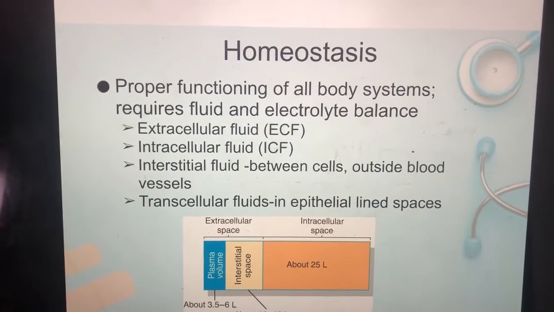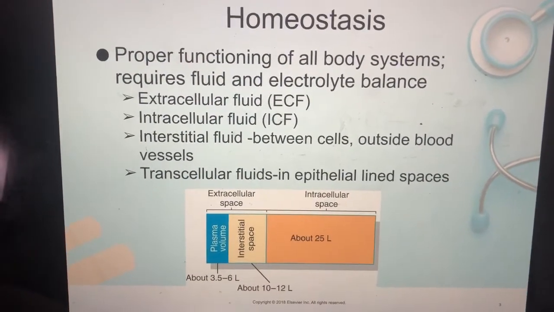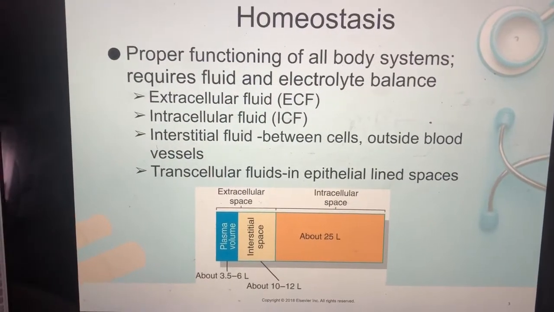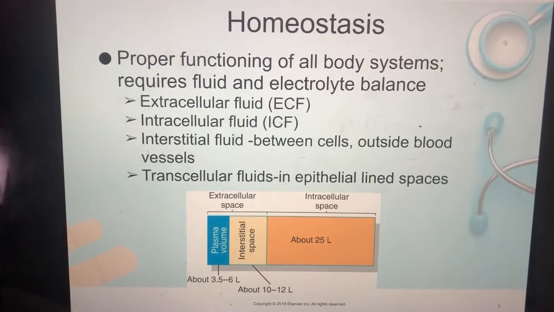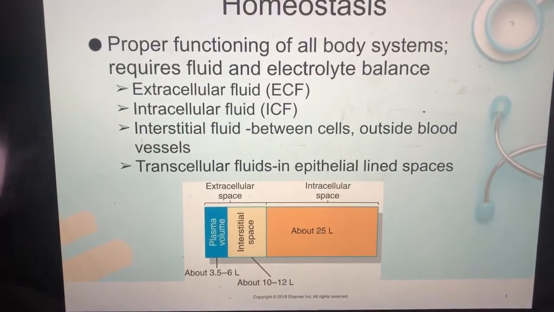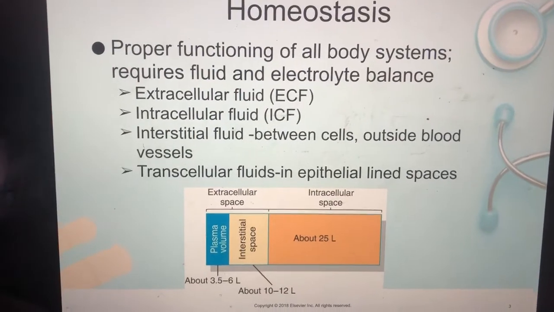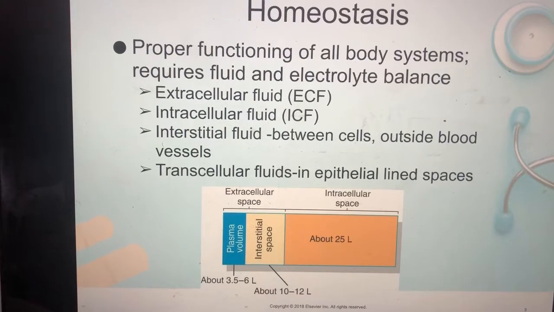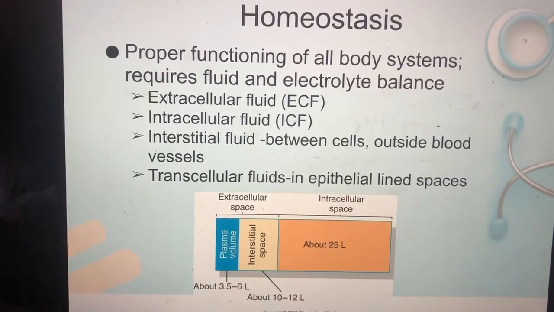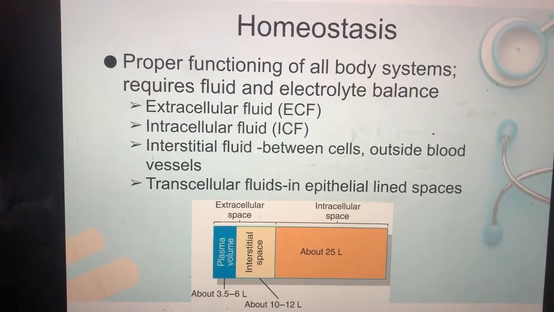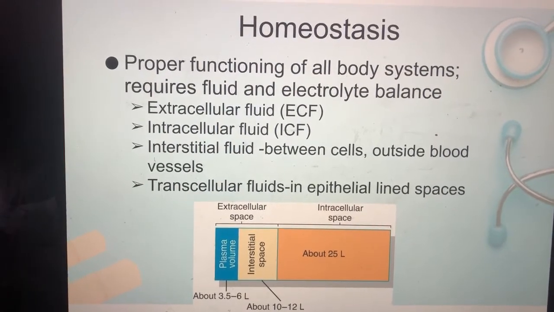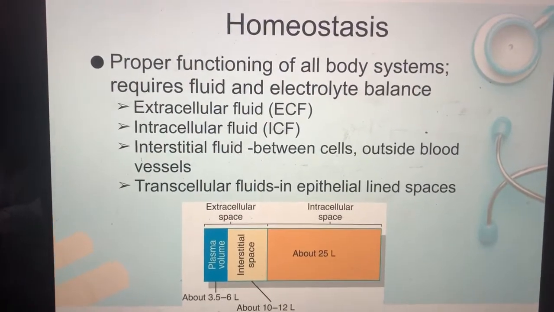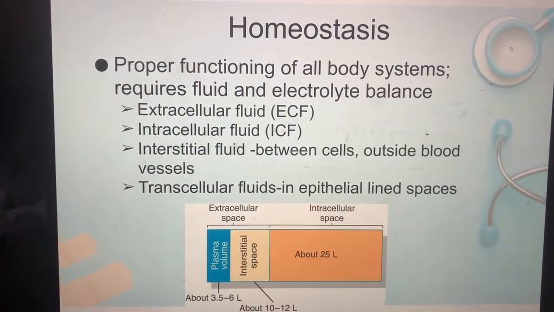Our body is composed of a lot of fluid. About 60% of it is total water fluid, and that is comprised of extracellular fluid, which is the plasma volume and the interstitial space. And then, of course, there's the intracellular fluid, which is the majority of body water. The interstitial space, which is part of the extracellular fluid, is the space that is between cells and outside the blood vessels. And then the transcellular fluids, which is also included in the ECF, is that of the epithelial lined spaces. So you can see the little graph down at the bottom that just kind of shows you the division of the extracellular fluid and the intracellular fluids.